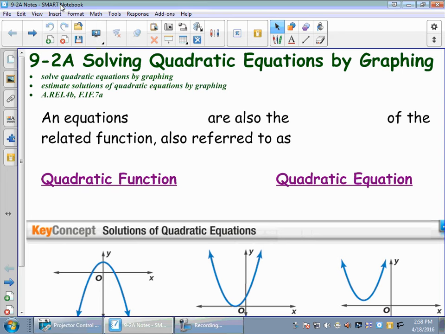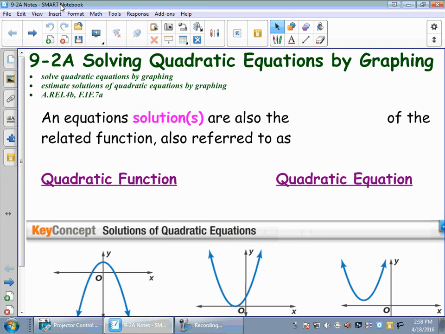These are your 9-2A notes, solving quadratic equations by graphing. We're going to be doing a little bit of the same. We're going to be graphing these quadratics, finding the vertex, and going through all of the same processes. I know it seems like we might be going a little bit fast, but we keep going over the same thing.